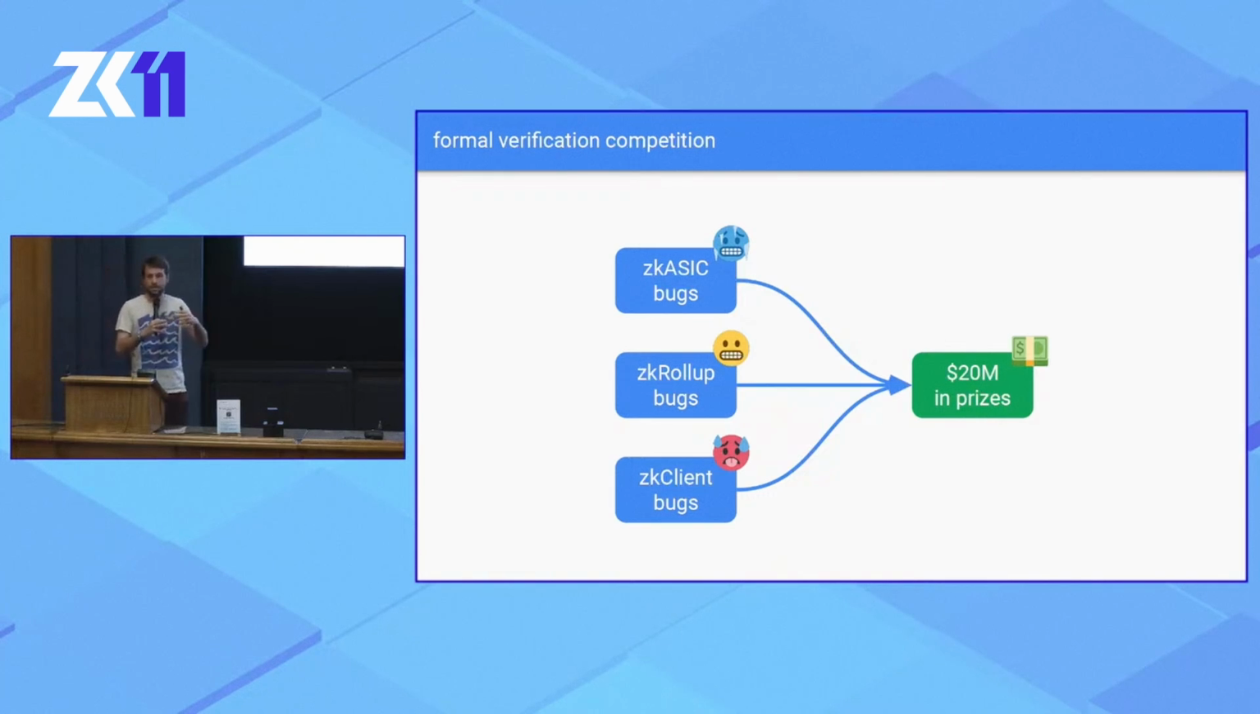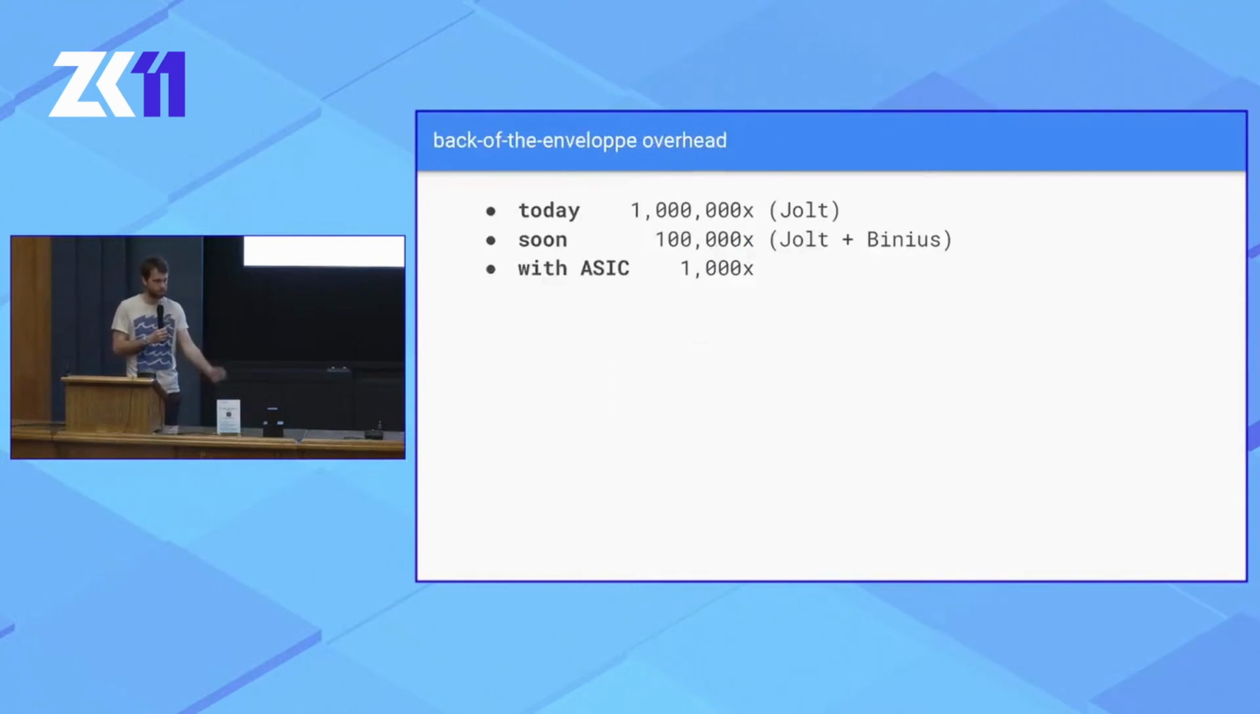This problem pervades the whole industry. There could be bugs in ZK rollups, and that could lead to multi-billion-dollar hacks. There could be bugs in ZK clients, and that could lead to consensus failures on Ethereum. This is why, at the Ethereum Foundation, we've started initial steps towards a very large-scale formal verification competition with tens of millions of dollars in prizes. If you're interested in helping out with this formal verification effort, which will be relevant for ZK ASICs, do get in touch with me.